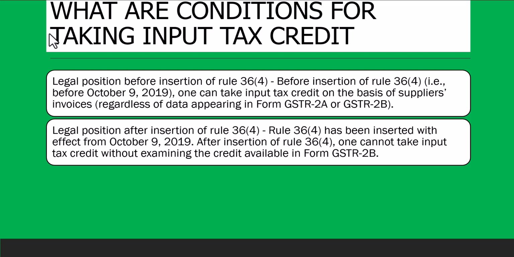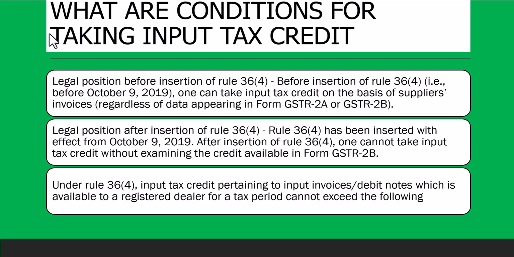Legal position after insertion of Rule 36(4). Rule 36(4) has been inserted with effect from October 2019. After insertion of Rule 36(4), one cannot take input tax credit without examining the credit available in GSTR2B. So that means first you have to examine what credit is available under GSTR2B, and you are entitled only to take the credit mentioned in 2B and nothing else. So now it has become extremely important that each party involved in the transaction, like the supplier, must file the GSTR1. Absolutely, you're right.